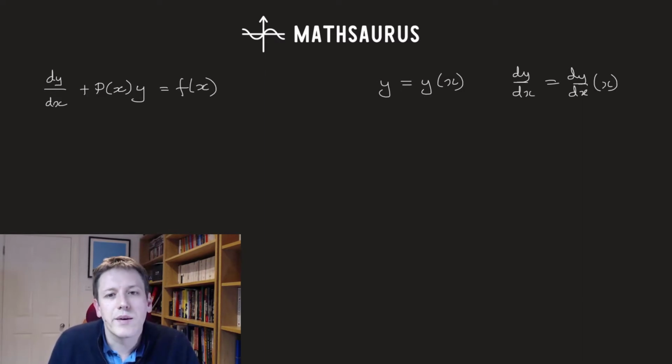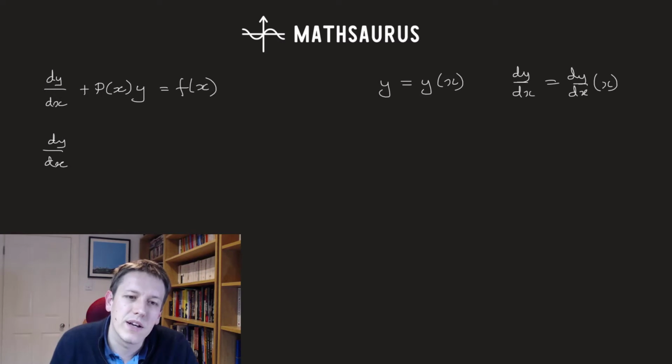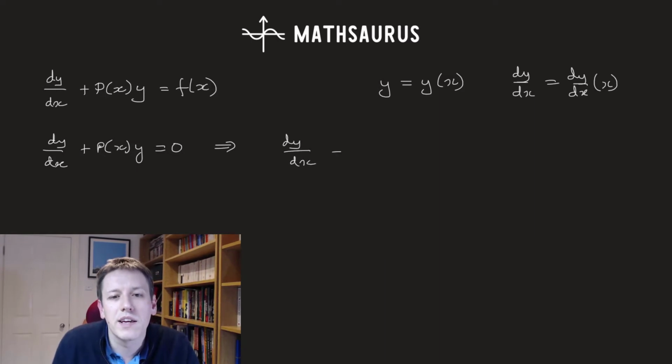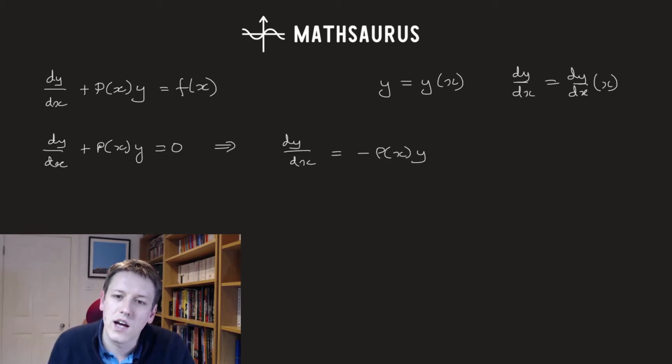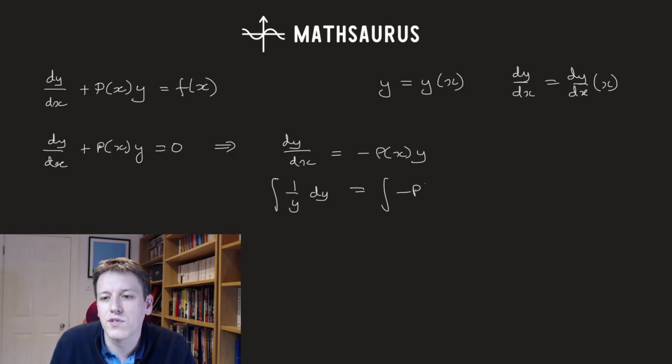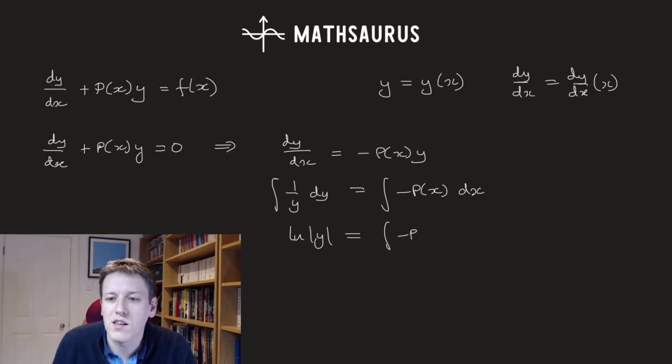To begin with, let's just notice one thing, which is that if f of x equals 0, then this is just a separable equation. So if I have dy by dx plus p of x times y equals 0, then we would just have dy by dx equals minus p of x times y, and you'll need to know how to solve separable equations to do integrating factors here. So now I want to write this as 1 over y dy integrated is the integral of minus p of x dx, and you can solve this equation, right? Just get log mod y equals the integral of minus p of x dx, and we hope that we can integrate the right hand side here, so I just get mod y as e to this integral.